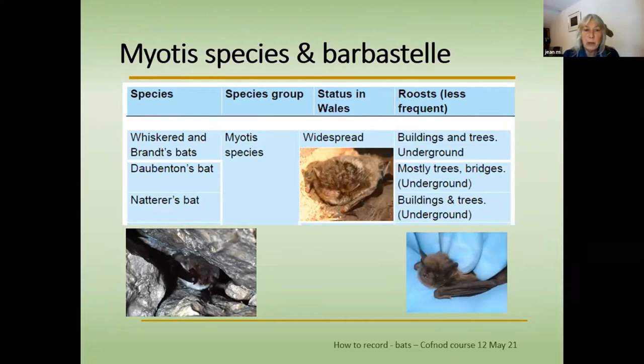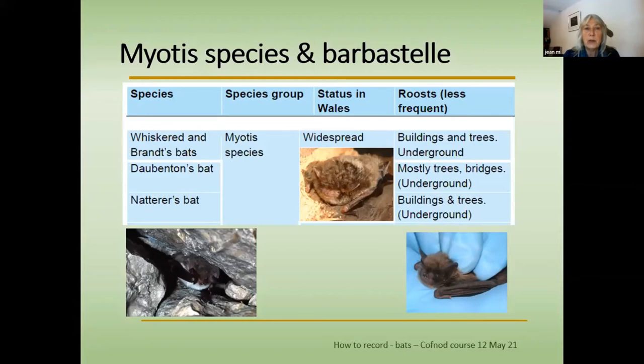The bottom left one is the Natterer's bat, which has a very distinctive white tummy. The Daubenton's does to some extent, that's the one in the middle. And the bottom right one is a young, possibly whiskered or Brandt's bat. They all look relatively similar, and if you're not familiar with the identification features, they all possibly look similar to pipistrelles as well.